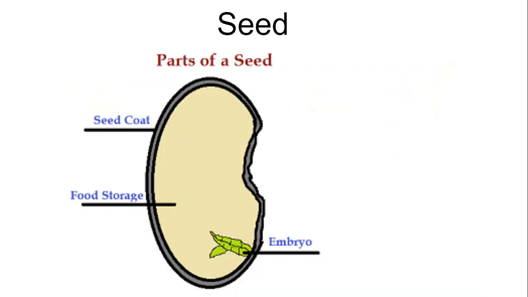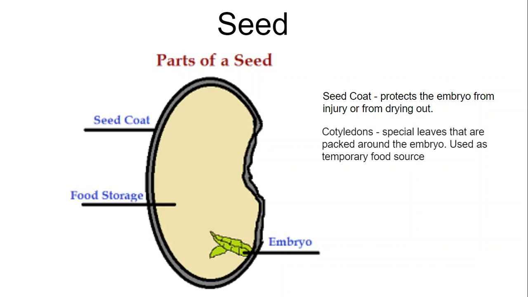The first stage is the seed stage. A seed has 3 parts that are very important to the growth of the plant. The first is the seed coat, which is the outer layer that protects the embryo from injury or from drying out. The second are the cotyledons.